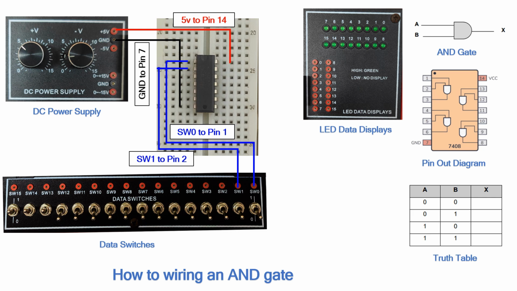The last connection, as you can see at the AND gate symbol, is labeled X, which is the output terminal of an AND gate. So we need to connect IC pin number 3 to LED data display pin number 0. Finally, all connections have been completed, and it's ready to collect the results to fill up the truth table.